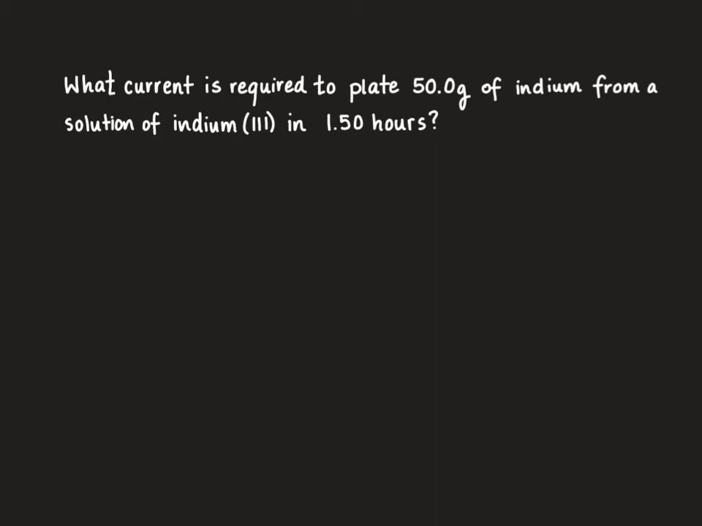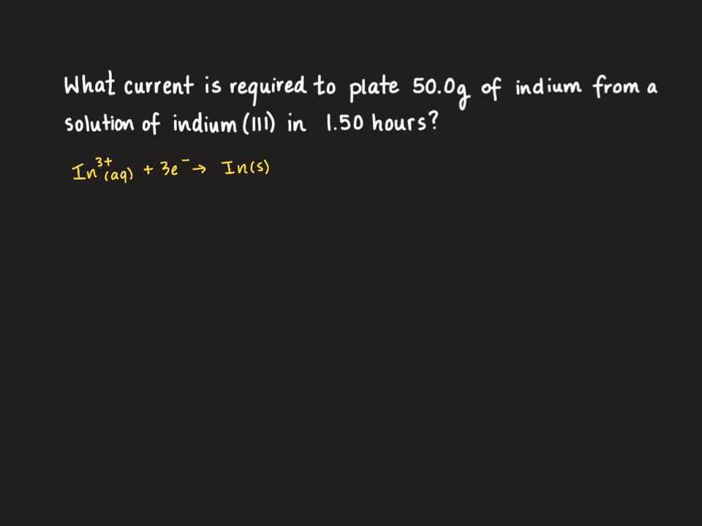So to start this problem, same as every problem, we're going to write our half reaction. So in this case, indium-3 is going to gain 3 electrons to form indium solid. So we have a 1 to 3 mole ratio of our electrons. Once we have our half reaction, we can get going on our problem.